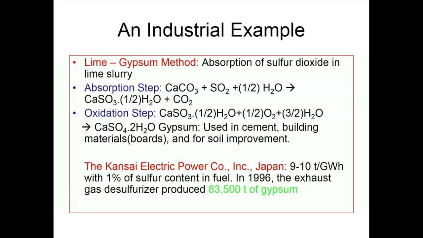Okay. So, here is the process. You take calcium carbonate, slurry in water and absorb sulfur dioxide in it. It produces CaSO3 half H2O with release of CO2, and then there is an oxidation step. This goes into gypsum, calcium sulfate dihydrate. Gypsum is used in making cement, other building materials, and for improvement of soil quality.